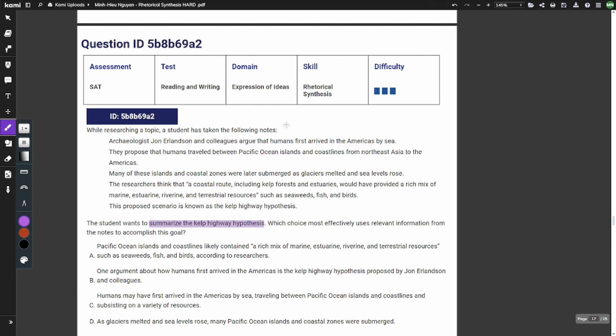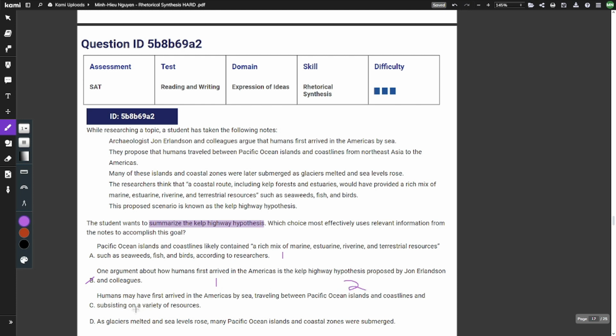Now, if you wanted to do this question without looking at the bullet points, you just have to find which one is the most detailed one, because your summaries should always be detailed. Let's look at A. It says that these islands and coastlines likely contain a rich mix of resources. So it just talks about one thing, how they had resources. Now let's look at B. One argument is that they arrived in the Americas by the Kelp Highway hypothesis. So it doesn't even describe or explain the Kelp Highway hypothesis at all, so it's for sure not going to be B. C. Humans may first have arrived in the Americas by sea, so that's one thing. And then it talks about how they traveled between these islands and coastlines, that's another one.